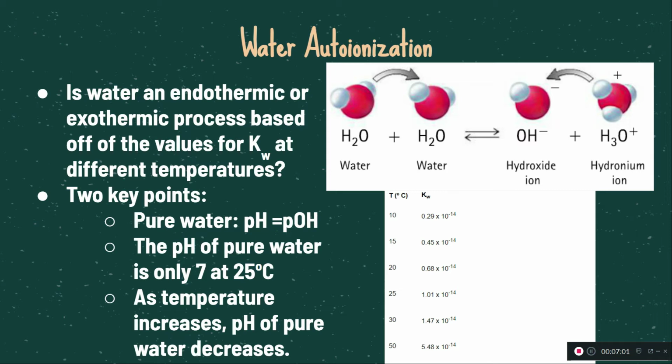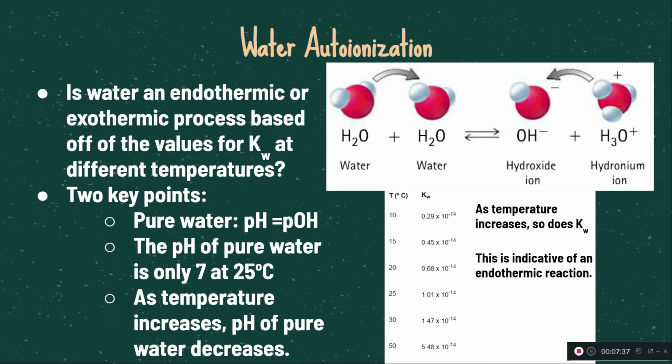Based off of this information, we can determine if water autoionization is an endothermic or exothermic process based off of the values of Kw at different temperatures. So take a look there and think for a minute. Notice that as the temperature increases, the value for Kw increases. That plays a really huge role in determining what the reaction does. If the Kw increases, that tells me it favors more of my product production than my reactant. So that indicates that this is an endothermic process.